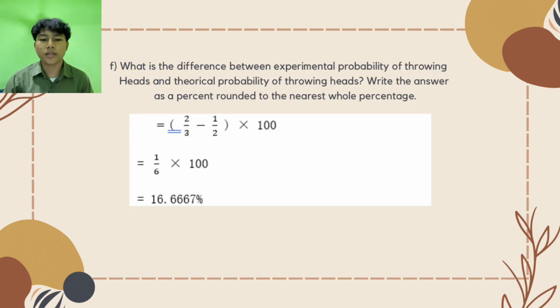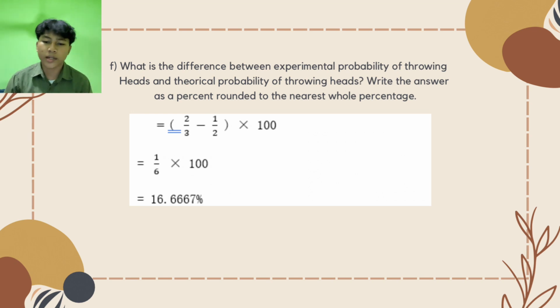Okay, for the next question, F. What is the difference between the experimental probability of throwing heads and the theoretical probability of throwing heads? Write the answer as a percent rounded to the nearest whole percentage. So in this question, to find the difference between the experimental probability of throwing heads and the theoretical probability of throwing heads, we need to use the formula, that is experimental probability minus theoretical probability of throwing heads.